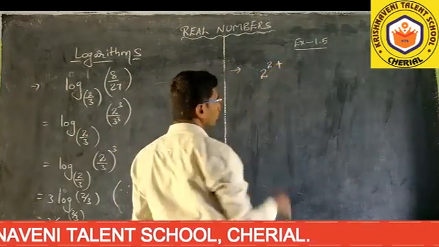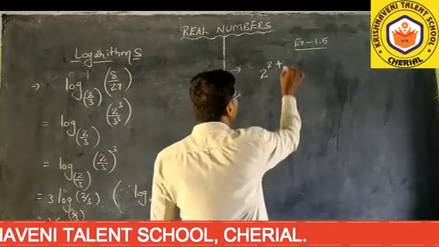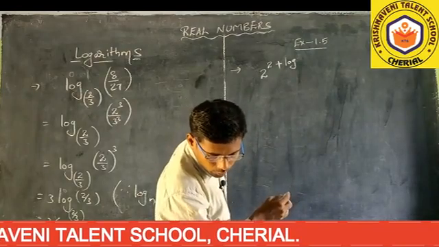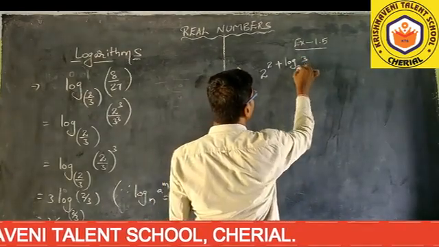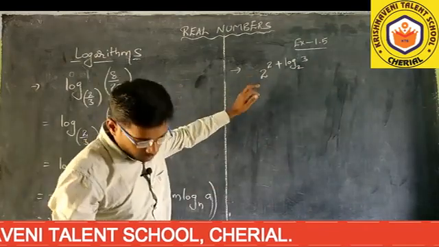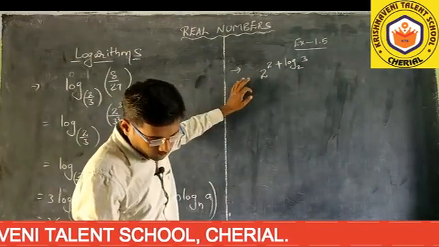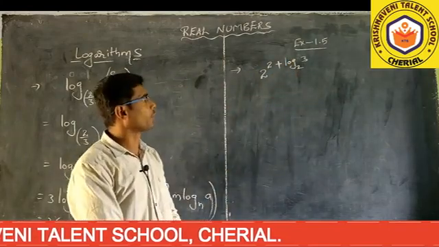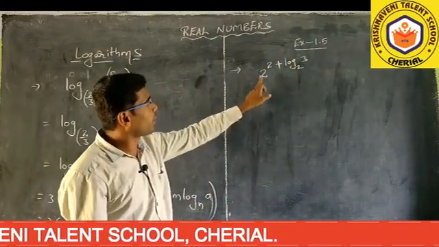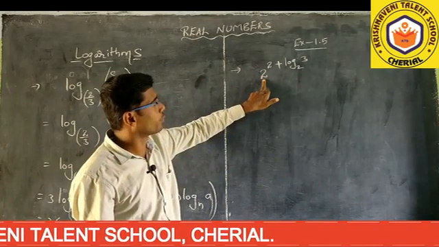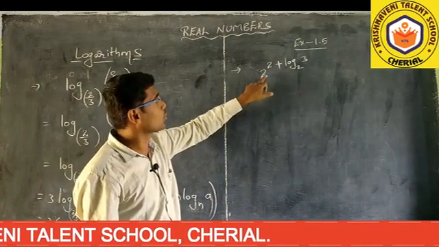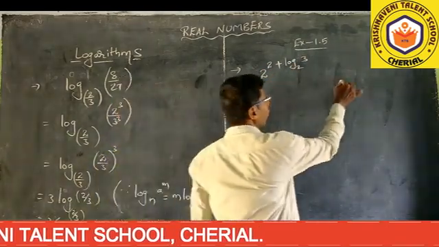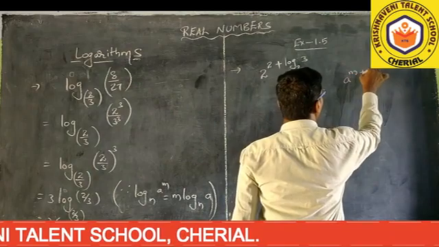2 to the power of 2 plus log 3 to the base 2. Now we have to find its value. If you observe the problem properly, the base is 2 and the power is 2 plus log 3 to the base 2. This is in the form of a to the power of m plus n.